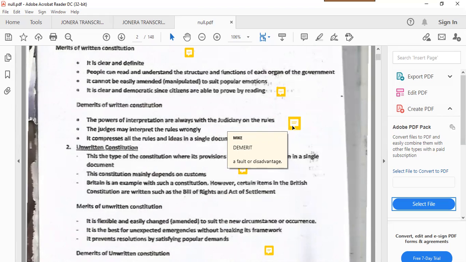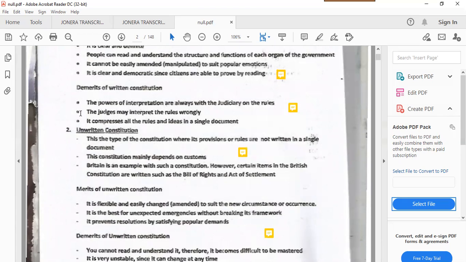Every time you see the word demerit, remember civic education is about knowing a lot of terminologies, or else it will seem boring and uninteresting. So make sure as you are studying, you know particular definitions. A demerit is a fault or a disadvantage. So what are some of the disadvantages of a written constitution?